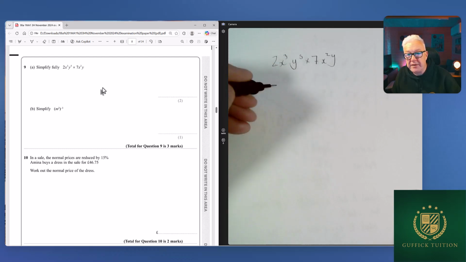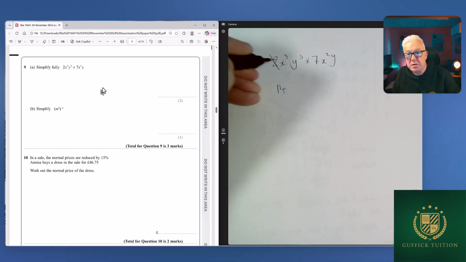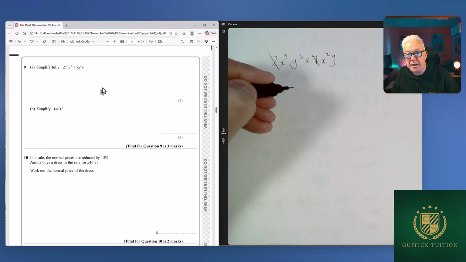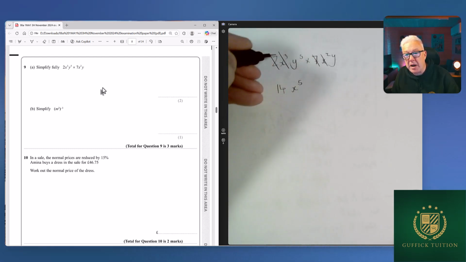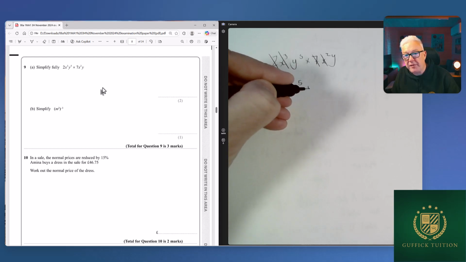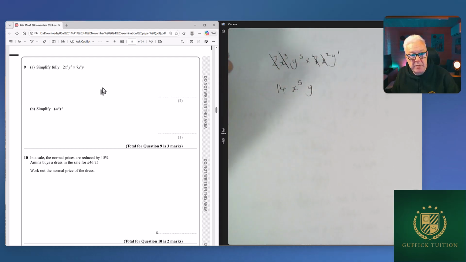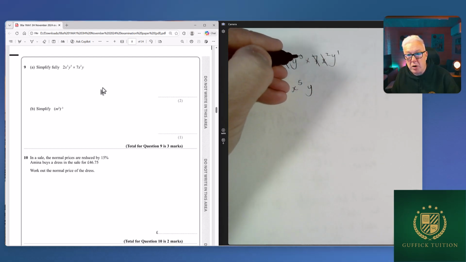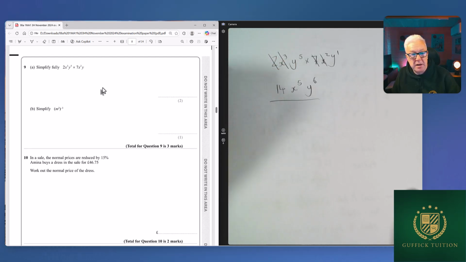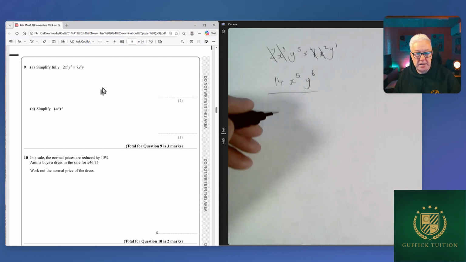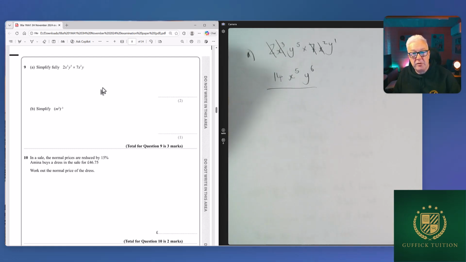So 2 times 7 makes 14. X cubed times x squared is going to be x to the power of 5 because you add the powers. And y to the power of 5 times y is the same as times y to the power 1. So that is going to go to 5 add 1, so that is going to be 6. So our answer is going to be 14x to the 5, y to the 6. That's part A for question 9.